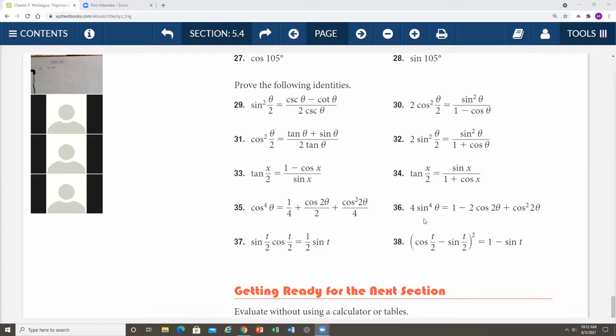Tell you what, let's go with one that looks rather innocent. Number 37, ladies and gentlemen. Let's try to prove that the sine of t halves times the cosine of t halves is equal to 1/2 times the sine of t. Try to argue and prove that one. Number 37, okay? So prove that one.